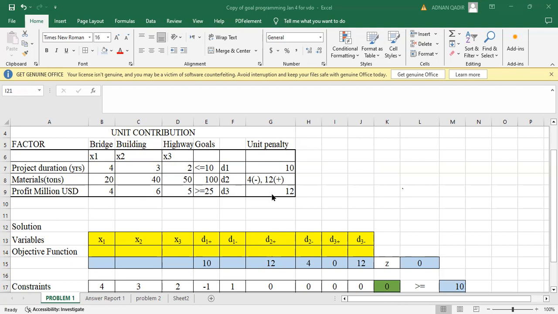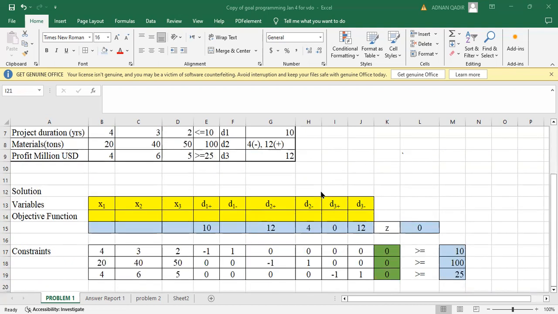So when we summarize it, we use variables x1, x2, x3, d1 plus, d1 minus, d2 plus and d2 minus, and d3 plus and d3 minus. Now, the values are blank because we want an iteration from the Solver function to calculate these values for us.